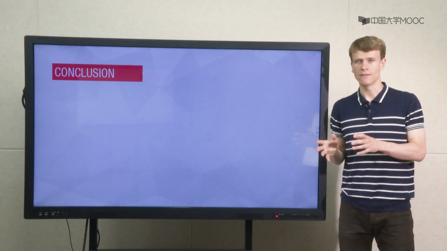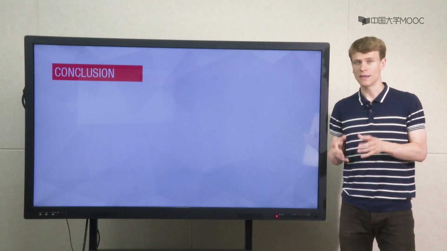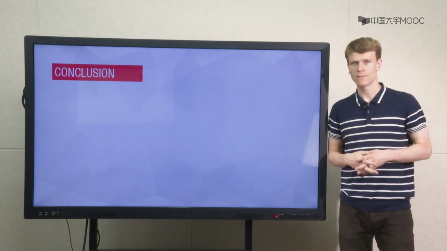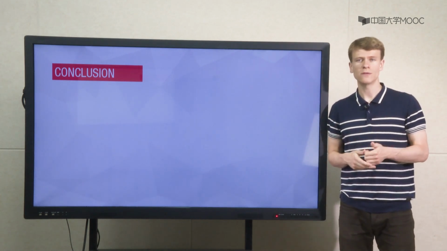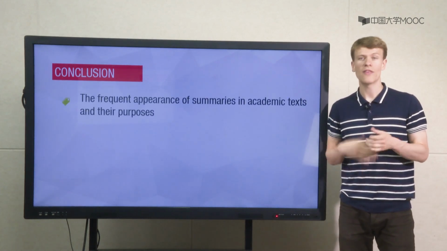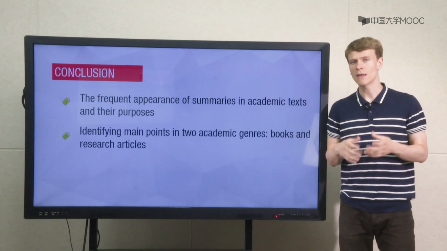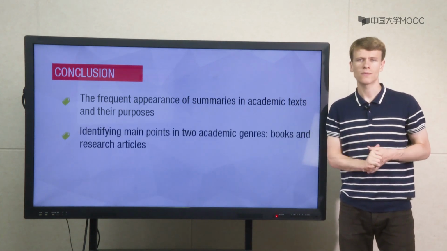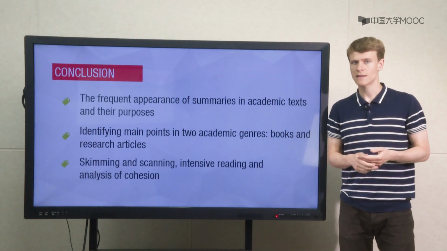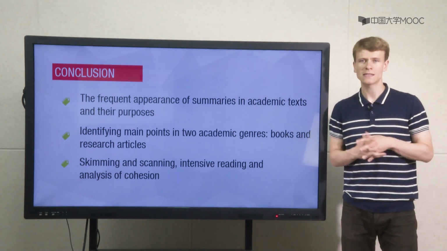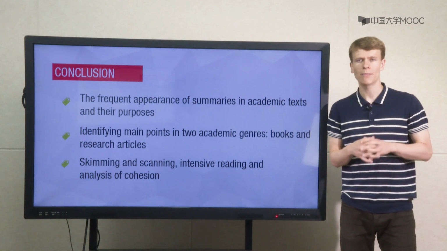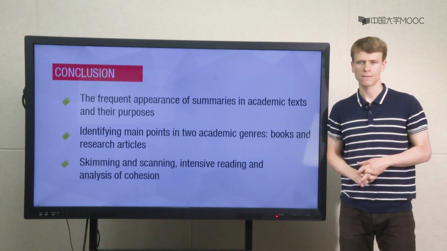Now that we're approaching the end of this video, I think a summary would be appropriate. It will help you to remember what we have covered. We've talked about the frequent appearance of summaries in academic texts and their purposes. And then we elaborated on identifying the main points in two academic genres, books and research articles. Skimming and scanning, as well as intensive reading and analysis of cohesion, will be of great help in the process of identifying the main points of academic articles.